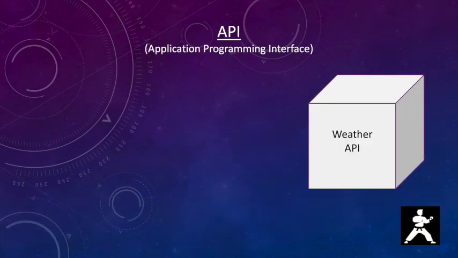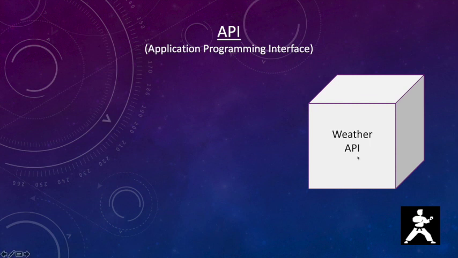What is API? API stands for Application Programming Interface. So it's a certain application which has a REST endpoint, and it's kind of a black box. And you can send the requests to this black box, and this black box will provide you the response. So we can name it like that.